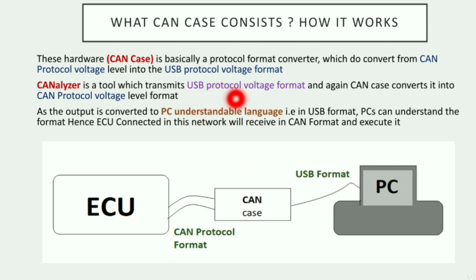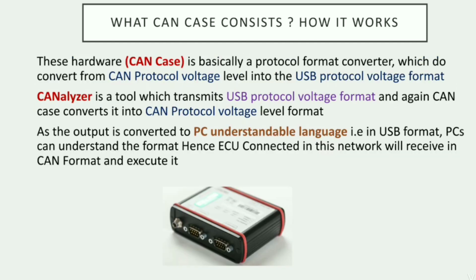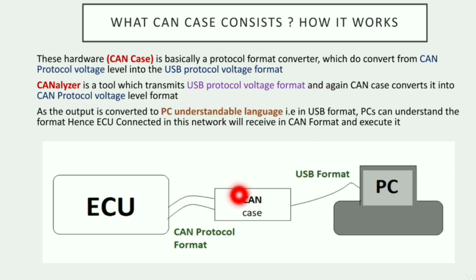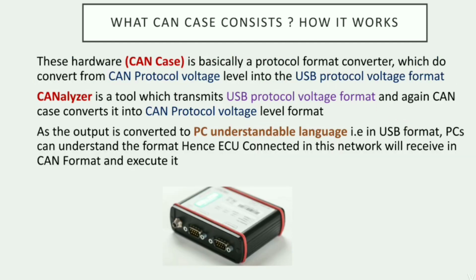So this is all about the statements. If you read this statement now, it will be clear. The hardware CAN case is basically a protocol format converter which converts from the CAN protocol voltage level into the USB voltage format. This CAN case will convert the CAN protocol format to the USB format. That's what is mentioned in the first line. Then the second statement: the CANALYZER is a tool which transmits the USB protocol format, and again the CAN case converts it into the CAN protocol voltage level format.